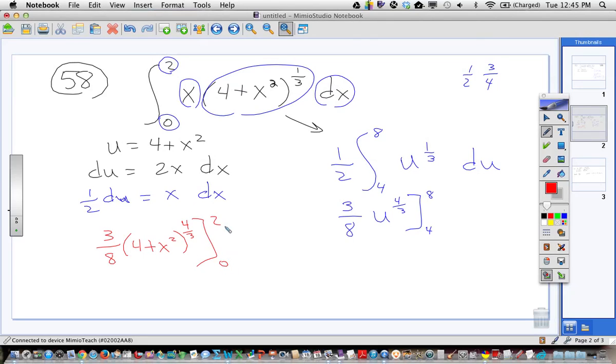So I could have done that, or I could do this one. They're going to come out the same. So in black, I'll do them both. Both of them are going to end up being the same. They're going to be 3/8. If I put a 2 in here for x, I get 8 in here. If I put an 8 in here for u, I get 8. So I get 8 to the 4/3 minus 3/8 4 to the 4/3.